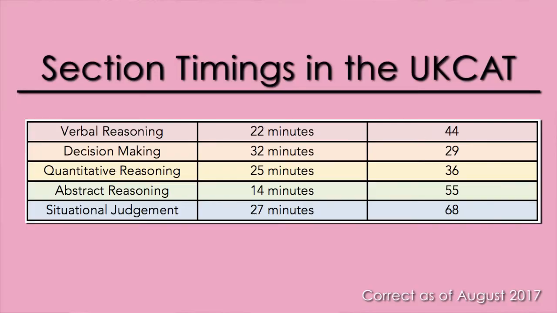Here are the sections of the UKCAT with the number of questions they each have and how long you have to answer each section. For verbal reasoning, you have 22 minutes to answer 44 questions. For decision making, you have 32 minutes to answer 29 questions. For quantitative reasoning, you have 25 minutes to answer 36 questions. For abstract reasoning, you have 14 minutes to answer 55 questions. And for situational judgment, you have 27 minutes to answer 68 questions.